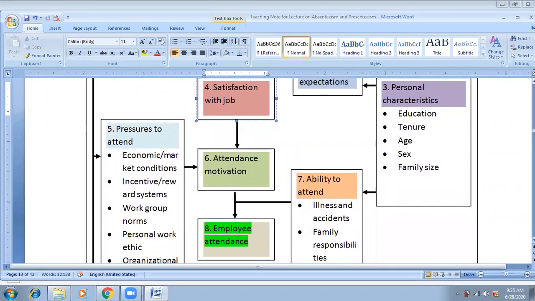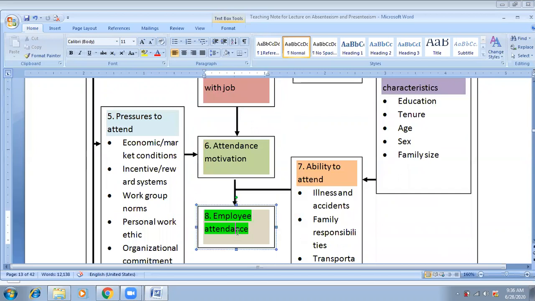Here we have the employee attendance. That is what we want to improve primarily. Then in order to improve employee attendance, according to this theory, we have to improve attendance motivation. So assume economic market conditions are tough, increasing attendance motivation. The incentive reward systems within the organization encourage you to come to work. Then attendance motivation is high.